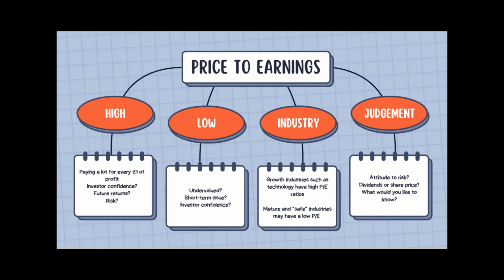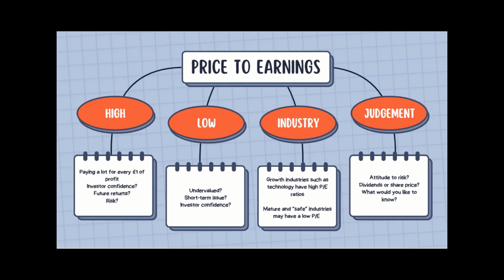So when we're making a judgment and linking it to the price to earnings ratio, we want to question the investor's attitude to risk. Are they a risk taker? Are they more risk averse? Now, clearly, that would have a little influence as to whether they want to pick a high or a low PE ratio. Are we looking at trying to be paid dividends, or are we looking at making money on the share price and making a capital gain in that way?